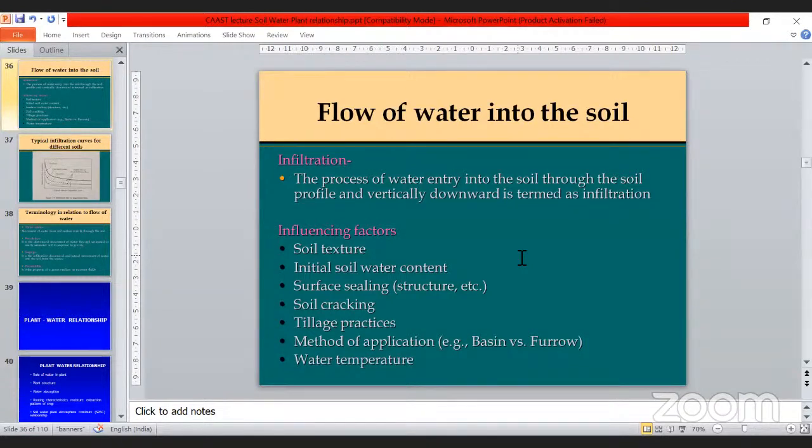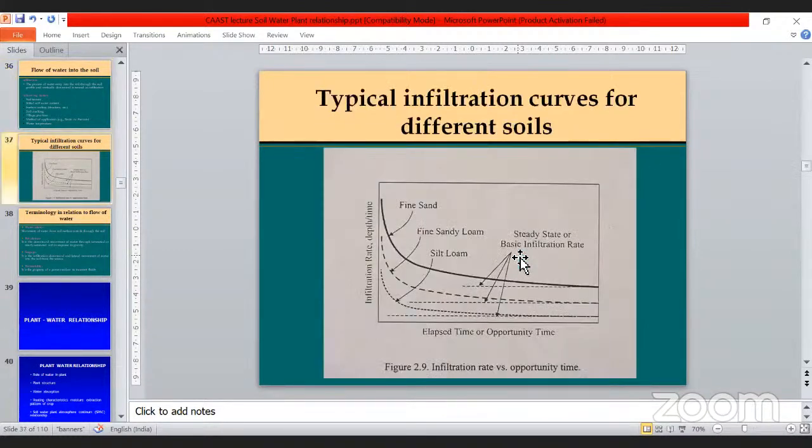Then initial soil water content, of course, because if the plants get sufficient water earlier and later don't get it, they will have a problem, and it is very difficult to manage. So initial soil water content has to be calculated. Then surface sealing, structure, soil cracking, tillage practices, and method of application, such as basin, furrow, check basins, or any other type of irrigation application, and water temperature. You have to monitor how the water is used for crop growth. Then typically the infiltration curves: if it is fine sand, in the early stages it goes faster and then becomes a little stable.